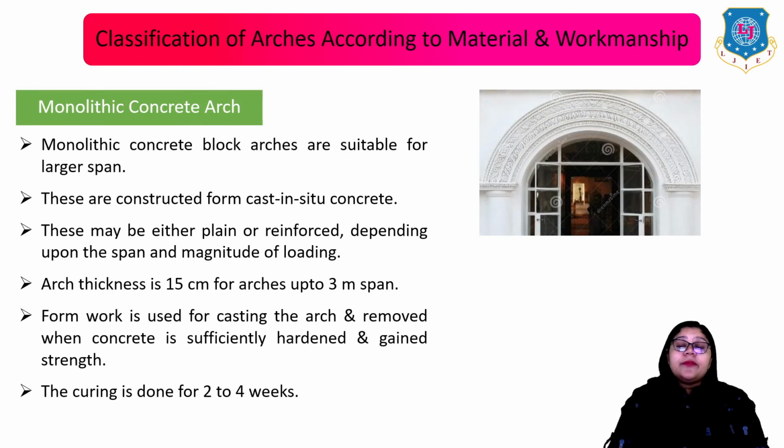Now let us move to the second type, which is the monolithic concrete arch. Monolithic concrete arches are suitable for larger spans. These are constructed from cast in situ concrete. These may be either plain or reinforced depending upon the span and the magnitude of the loading. Arch thickness is 15 cm for arches up to 3 meter span. Formwork is used for casting the arch and removed when the concrete is sufficiently hardened and gains strength. The curing is done for 2 to 4 weeks. In this figure, you can see a clear idea about the monolithic concrete arch.